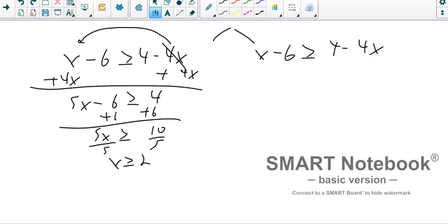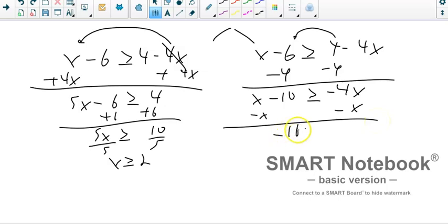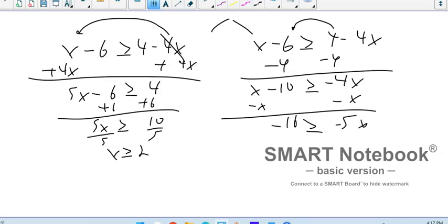Now let's do this one. Let's say instead I want my numbers on this side. Okay, I would minus 4. That would give me x minus 10 greater than or equal to negative 4x. Which means now I need my x's on the right side. And I get negative 10 is greater than or equal to negative 5x. Well, notice right now my negative 5x is on the less than side. Over here, my 5x was on the greater than side. But I also have those pesky negatives in there. Whoops.